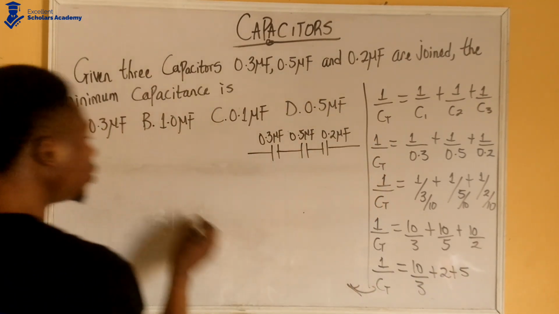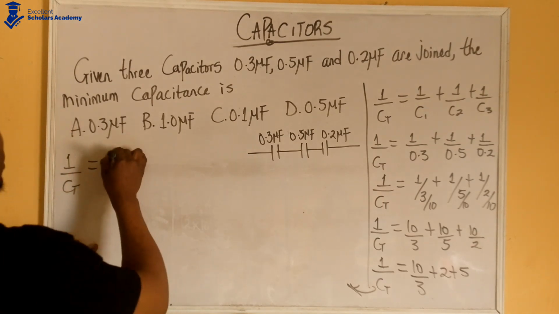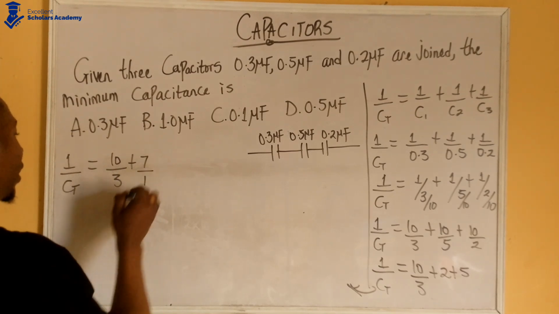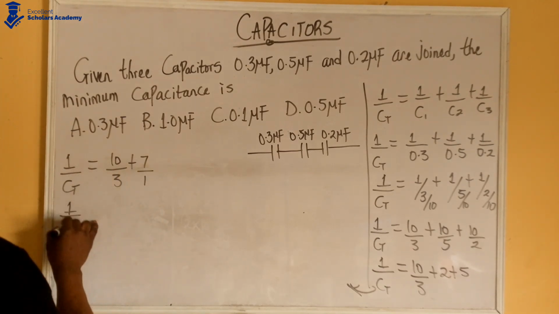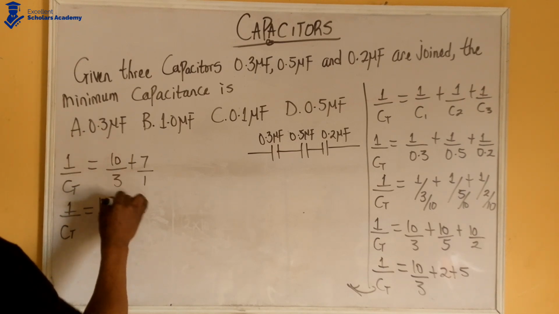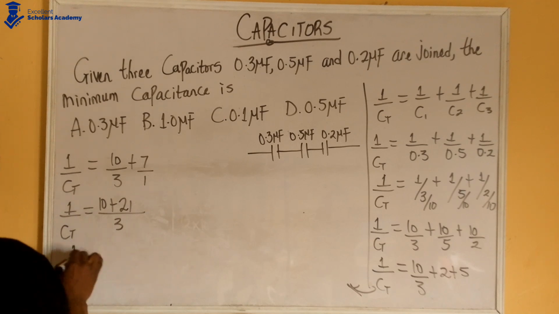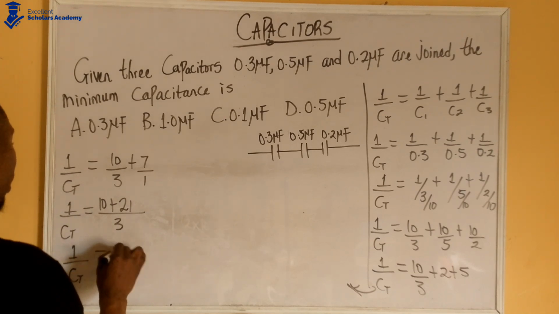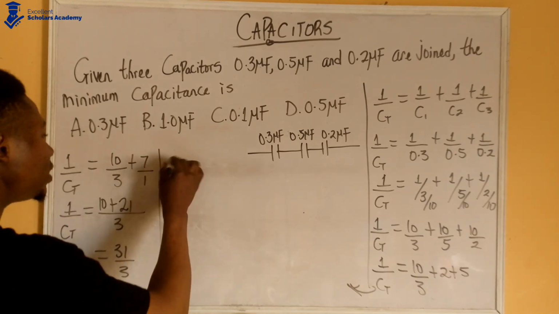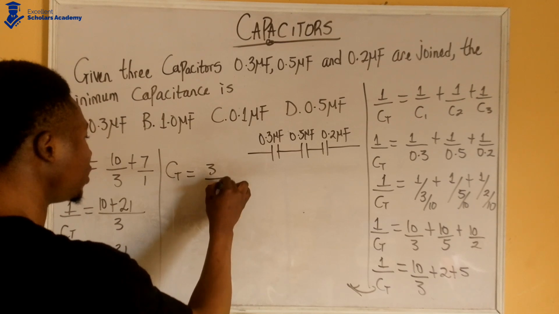So from here, we're going to have 1 over Ct is equal to 10 over 3 plus what? 7. Now let's find the LCM. LCM of 3 and 1 is 3. That's 1 over Ct is equal to 3 divided by 3, 1. 1 times 10, 10. Plus 3 divided by 1, 3. 3 times 7, 21. So this is going to be 1 over Ct is equal to 31 over 3. Now to get Ct, you are going to inverse. Alright, so Ct is going to be equal to, that's the total capacitance, it's going to be 3 over 31.